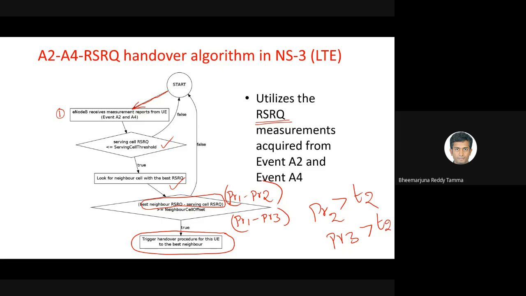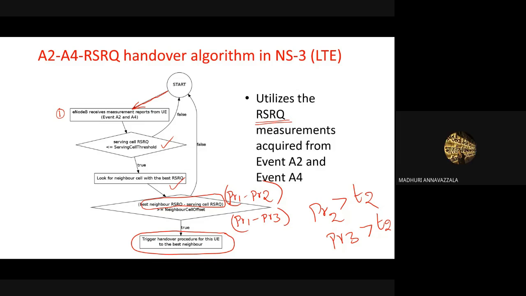Any doubts on this part? Is it clear to all of you? This is how we can use the A2, A4 RSRQ handover algorithm to start moving user equipment from the serving cell to the neighboring cells, which are providing you better signal strength in terms of meeting the threshold T2 here, and also maintaining that the difference between them is greater than a certain threshold.